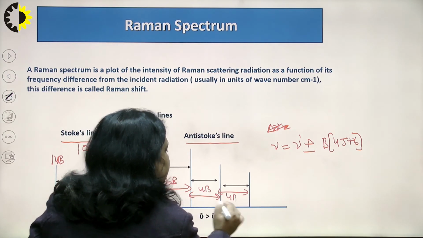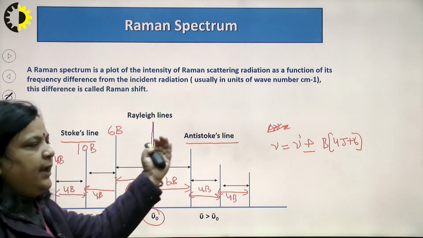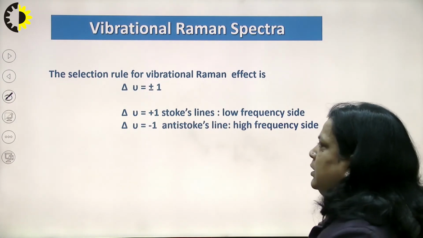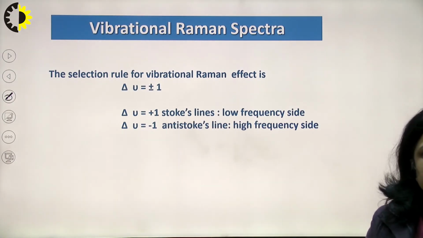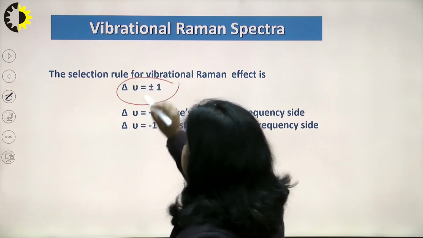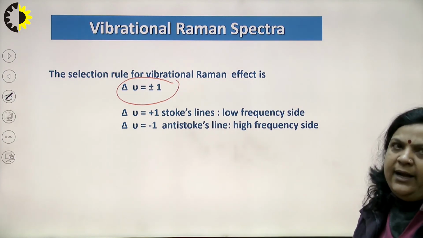And if we see the intensity order, then Stokes, Rayleigh and then anti-Stokes. Vibrational Raman spectra. In case of vibrational Raman spectra, the selection rule is delta nu is equal to plus minus 1. Again, plus minus is for the Stokes line and anti-Stokes lines.